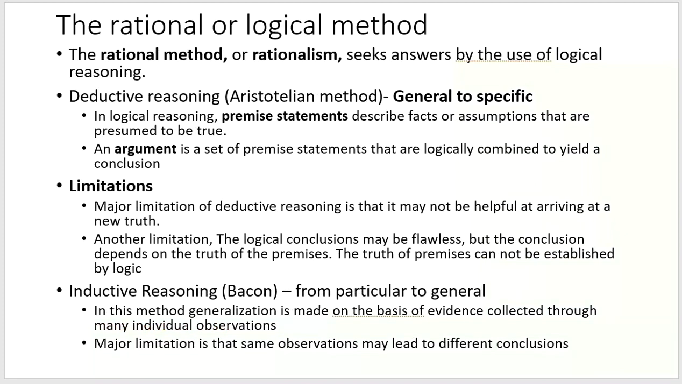Generally, we use two types of logical reasoning. The first is deductive reasoning, which is also called the Aristotelian method, in which we develop specific information based on general information. So the general may be a theory. If there is a theory, from that theory we deduce a specific piece of information.